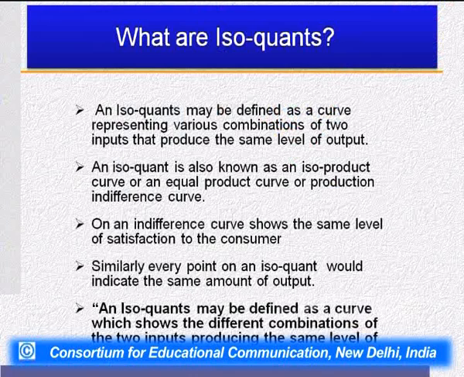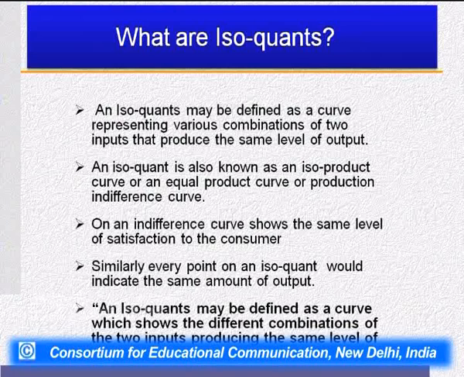So what are isoquants? It is also called an iso product curve. An isoquant may be defined as a curve representing various combinations of two inputs, either labor and capital, that produce the same level of output. If you recall the indifference curve analysis, an indifference curve may be defined as a curve representing various combinations of two commodities. Here we are talking about two inputs that produce the same level of output.